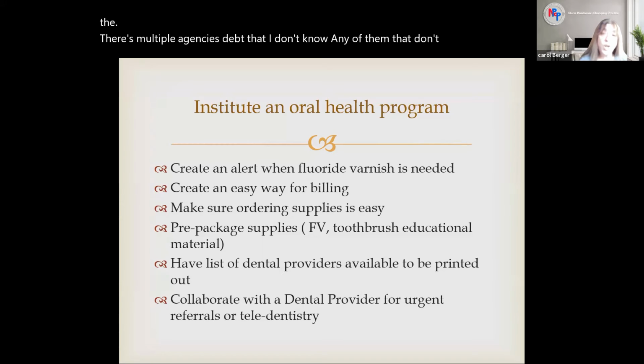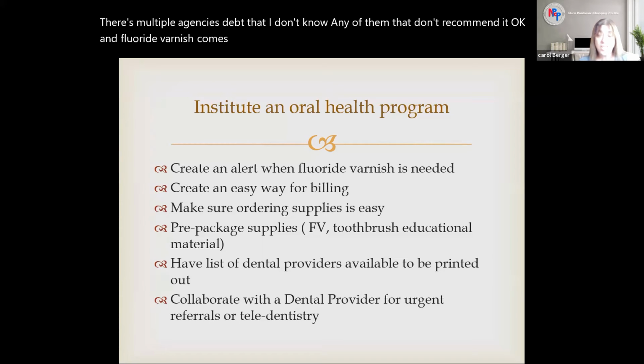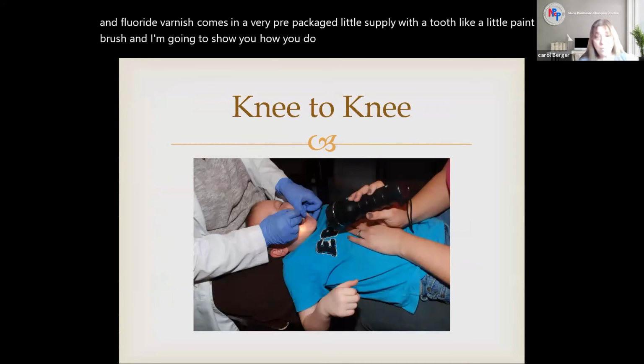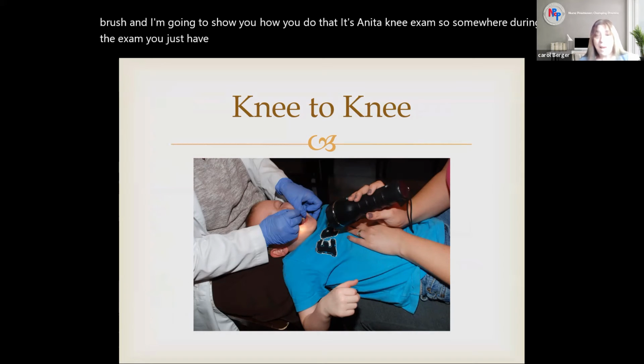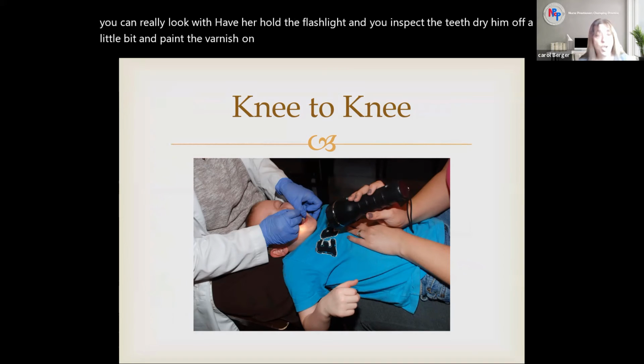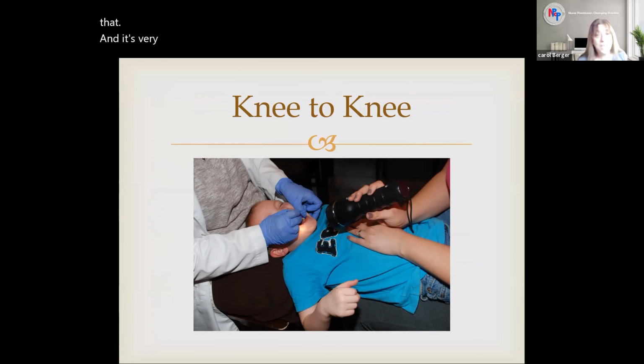Okay. And fluoride varnish comes in a very pre-packaged little supply with a little paintbrush. And I'm going to show you how you do that. It's a knee to knee exam. So somewhere during the exam, you just have mom hold the child on their lap. You pull them back into your lap so you can really look, have her hold the flashlight, and you inspect the teeth, dry them off a little bit, and paint the varnish on, which tastes like bubble gum or caramel or anything like that. And it's very easy to do, and it protects their teeth.